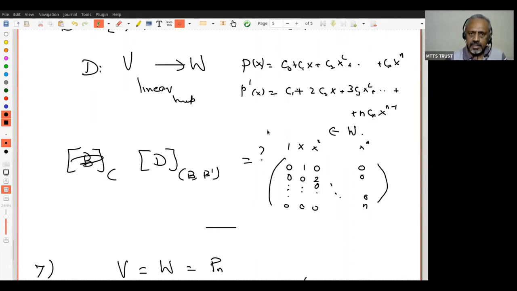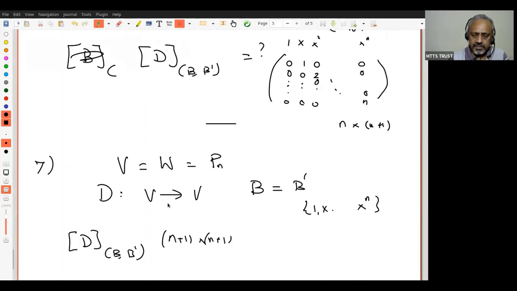Okay, go to the last example. What is the type? Okay, this is n rows and n plus 1 columns. This is right. This is the column corresponding to 1, this is the column corresponding to x, this is the column corresponding to x power n. Therefore, there are n plus 1 columns. Therefore, this is a matrix of type n cross n plus 1. Whereas it's the same thing.